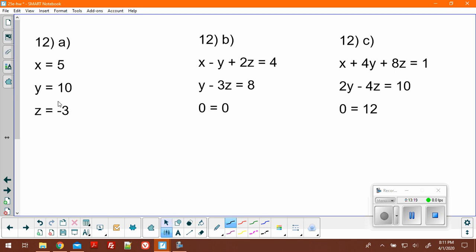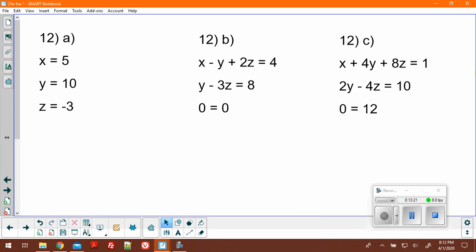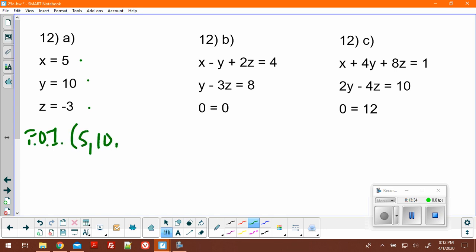Okay, well, the first one I think should be fairly straightforward. If they got down to x equals 5, y equals 10, and z equals -3, then these intersect at a point, right? My point of intersection is (5, 10, -3). Okay, this was a type 4.